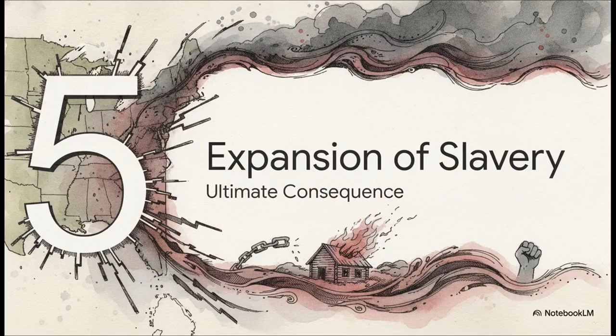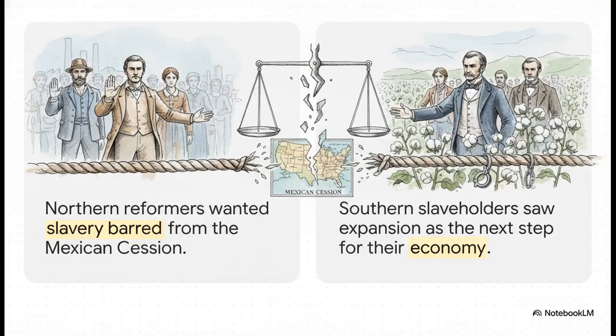Finally, Section 5. The expansion of slavery, the ultimate consequence. Grabbing all these huge Western territories completely shattered the fragile political balance of the United States. It created what became known as the dilemma of the West. On one side, Northern reformers and the newly formed Free Soil Party were demanding that slavery be entirely barred from the Mexican cession. But on the flip side, Southern slaveholders saw acquiring these lands as the logical, necessary next step to expand their economic system.